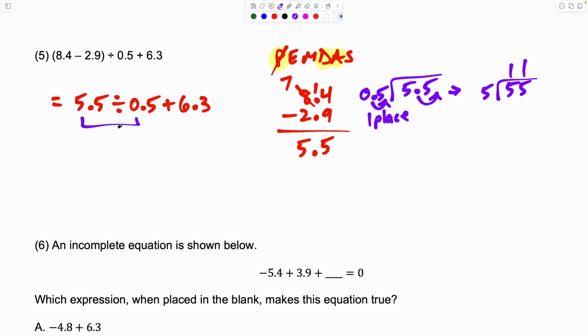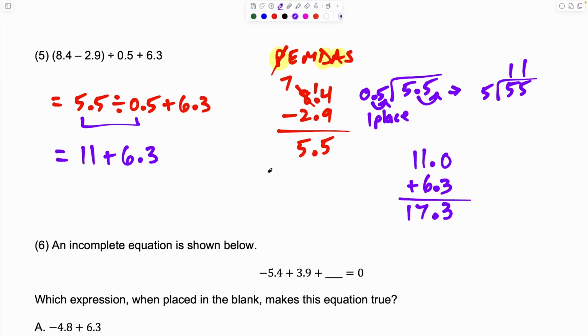So this part here in the next line I could say is equal to 11. And then we have plus 6.3. For this one, I could write this out as 11.0 plus 6.3. And then I'm doing 0 plus 3 is 3. Bring down the decimal. 1 plus 6 is 7. And bring down the 1. So we get as the final answer here 17.3.